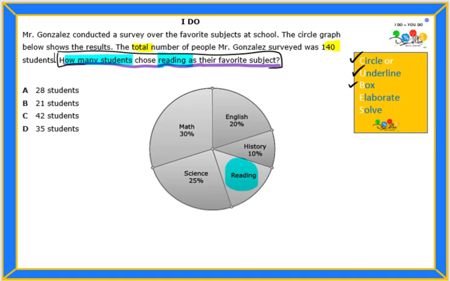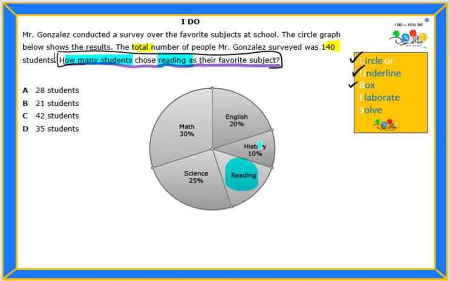Now we're going to use this graph to find some important information that I need. As I noticed in the question, they are asking about reading. But when I look at reading, I notice that there is not a number. So let's remember that when we have a circle graph, the total is always 100%. To find the percentage for reading, it would be the percentage that is left after we have added all of the other subjects together.